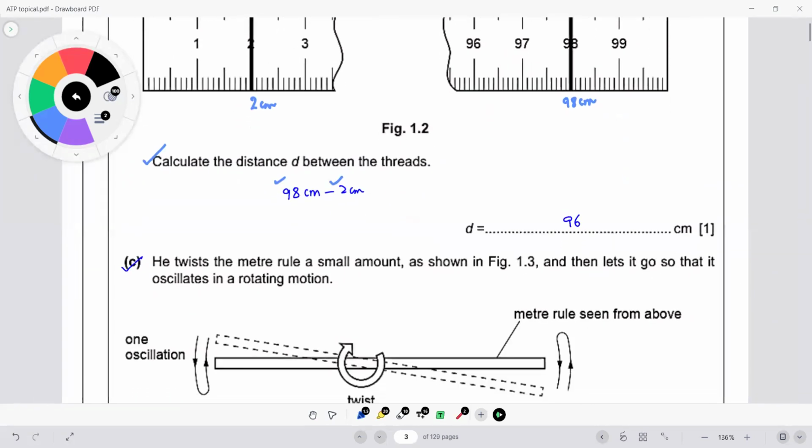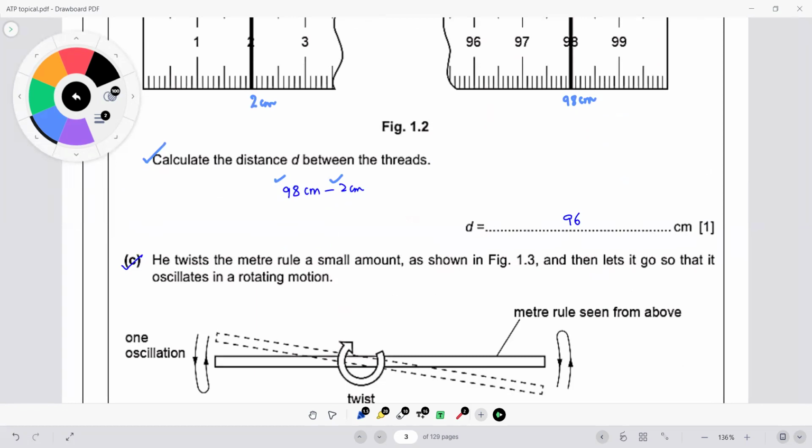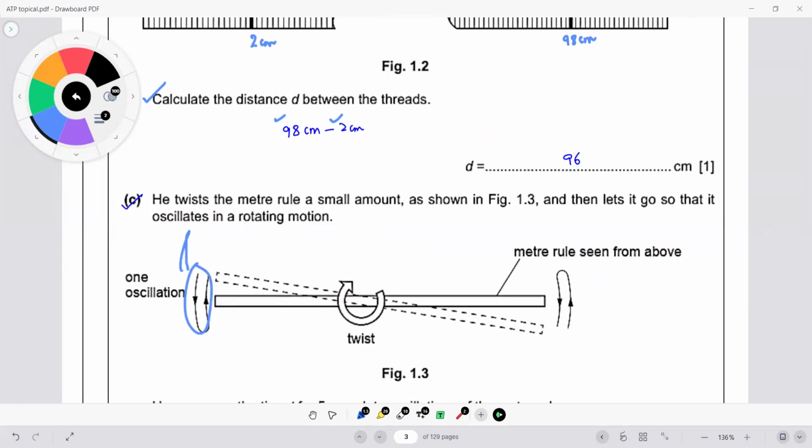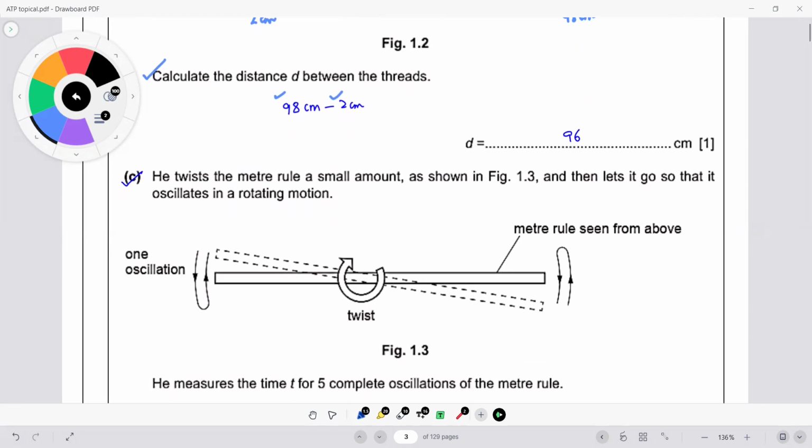Now he twists the meter rule a small amount as shown in figure 1.3 and then lets it go so that it oscillates with a rotating motion. Because the meter rule is hanging on thread, इस वजह से थोड़ा सा भी आपको ट्विस्ट करते हो ना तो it oscillates, it goes up and down, and the examiner has already told you about one oscillation. Now these questions are easy for you to attempt. ये खुद भी करोगे तो आसान है, but you need to understand कि कुछ चीजें हैं जैसे protractor rule है, जैसे use of set square है, जैसे finding out the gradient using the triangle method, वो चीजें मैंने सिखानी है.